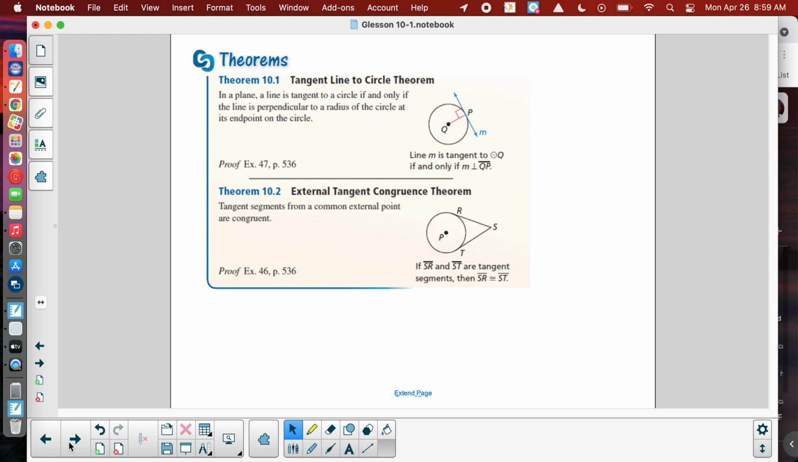The other thing that's interesting is if I have two tangents from a common external point, so SR and ST are both tangent lines. I know ST kind of doesn't look so tangent, but it is. So SR and ST are both tangent lines, so SR and ST are tangent segments, with R and T being the points of tangency. Then SR must be congruent to ST. So those two segments have to be congruent. So again, what are we learning? We're learning about right angles. We're learning about things being congruent. What are we going to do? We're going to use that to set up and solve equations.